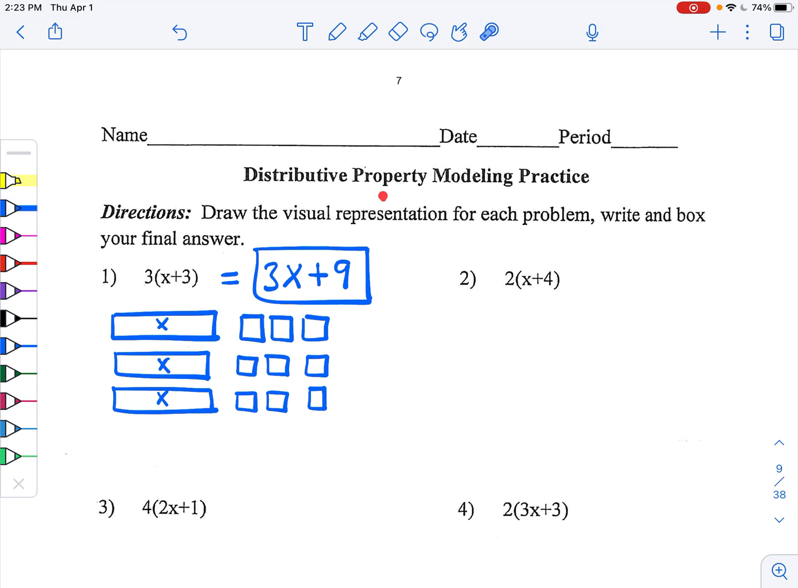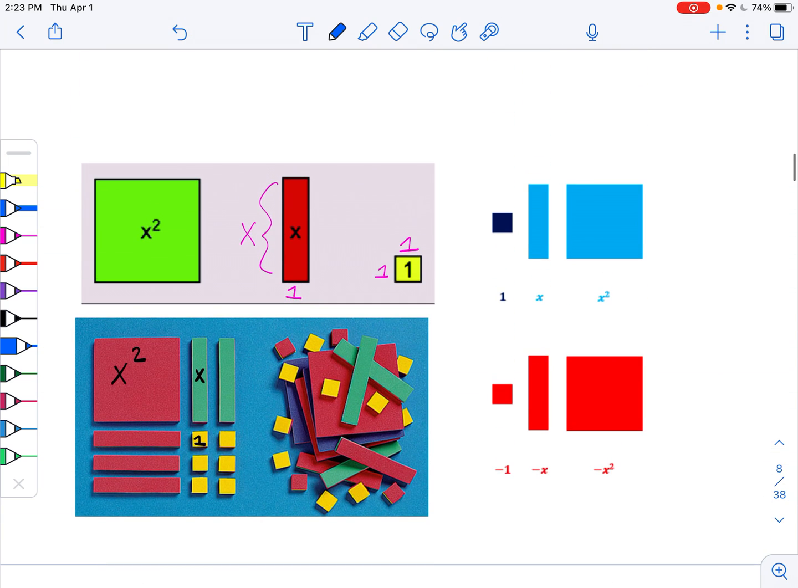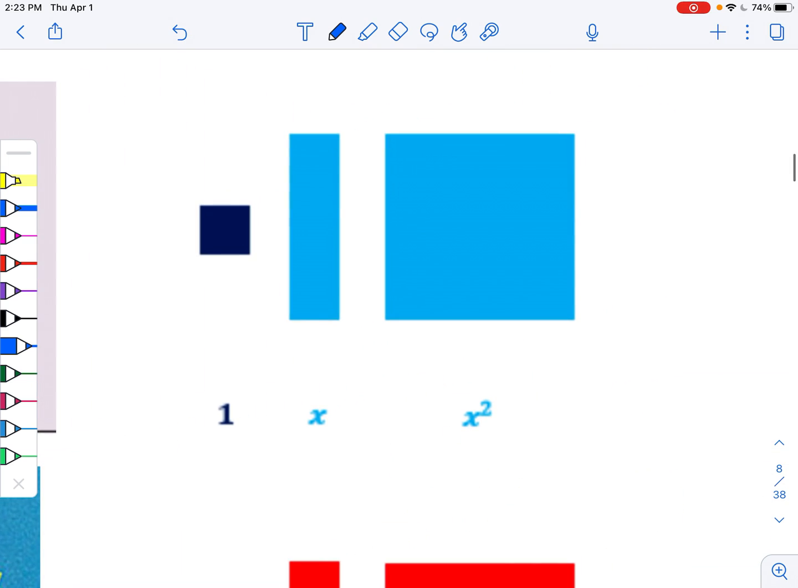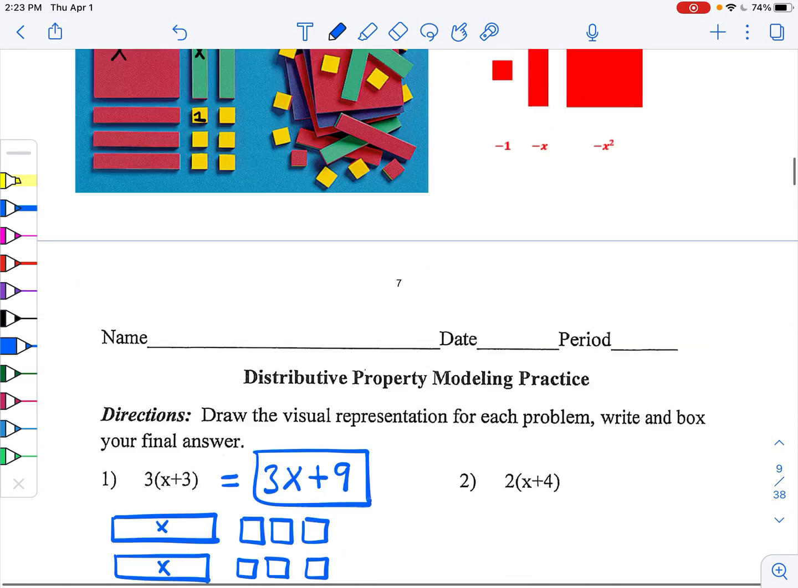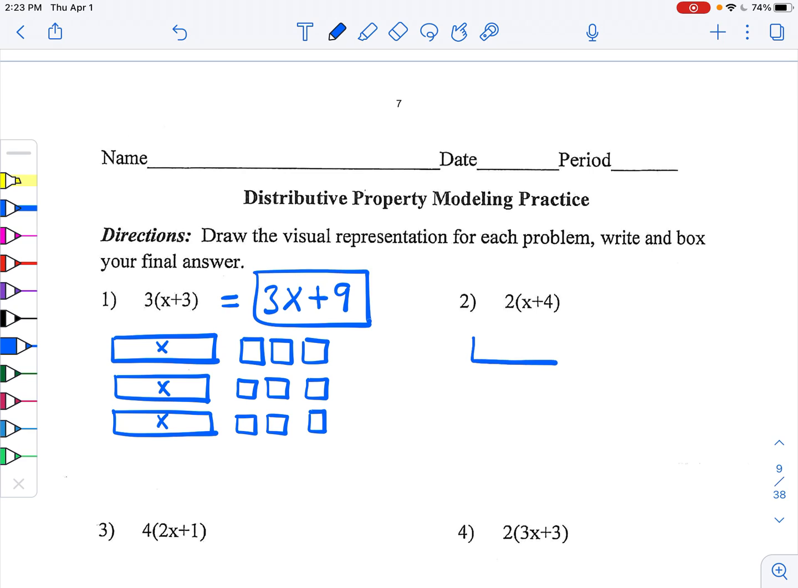All right, on number 2. And again, what we're practicing is the visual representation. We're practicing the modeling. So the first thing you want to do is model x plus 4. Remember that x looks like this, a skinny rectangle. So I'm going to model x plus 4. 1, 2, 3, 4. That is x plus 4.